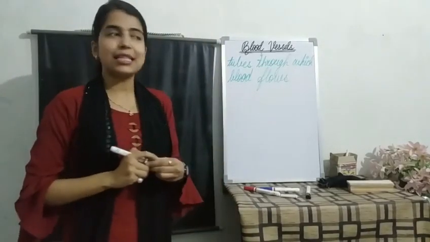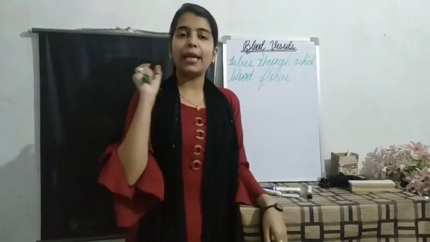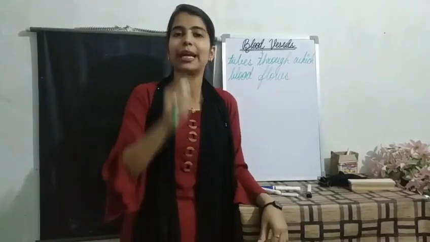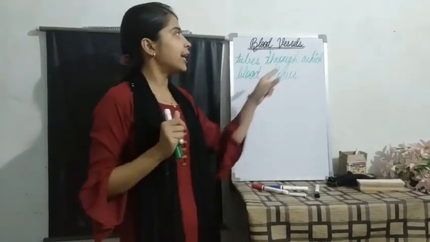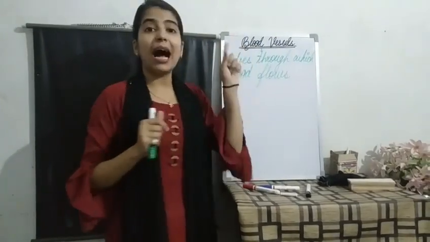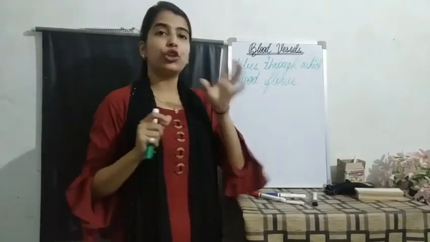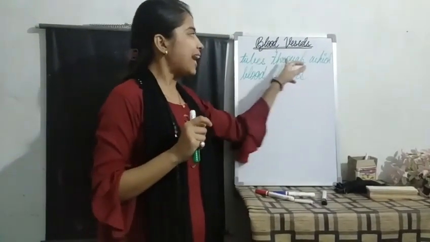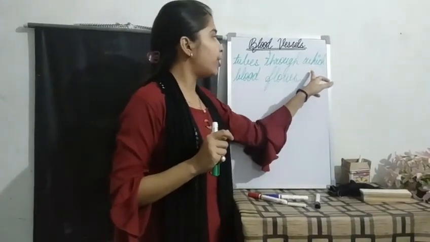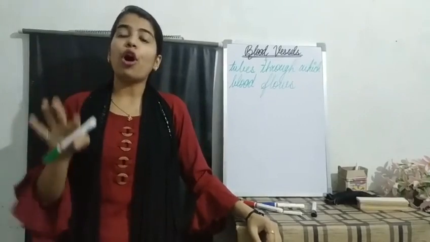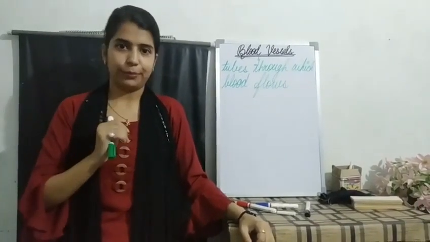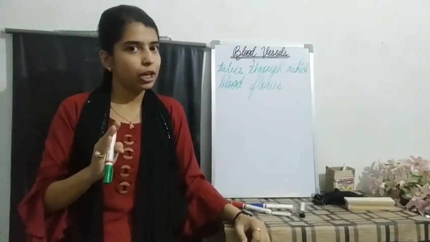Alright, so just as the water pipes at your home carry the water to all the parts of your house, in the same way these blood vessels are the tube-like structures through which the blood flows, carrying the blood to all the parts of your body. Is it clear to you all?